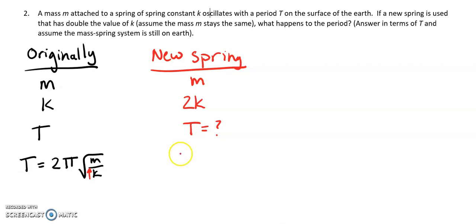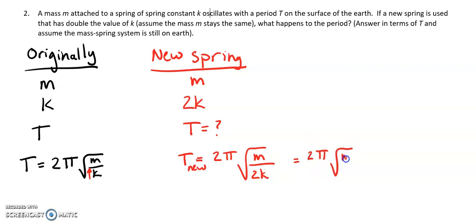Cool. So for new spring, we have 2 pi root M, I'll call it T new, M is still M, K is now 2K. So I'm going to go ahead and see how we can get this in the same form as the original equation. So I'm looking to get 2 pi square root of M over K. The only thing that I have different is this 2 on the bottom under the square root. So I'm going to go ahead and pull that out. So it's 2 pi root M over K times 1 over square root of 2.